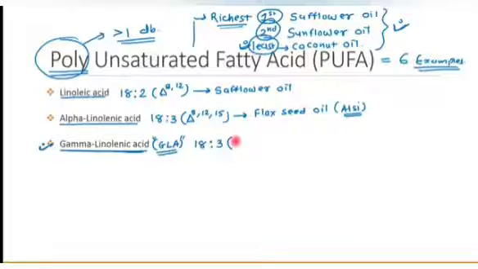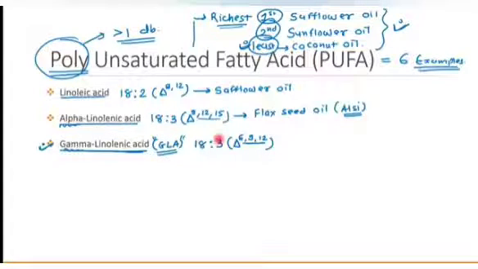So what are the locations of all these 3 double bonds? The first location is delta 6, then 9 and then 12. So here you can see there is a slight difference in the location of double bonds, and that's why it's alpha and gamma, the rest of the name is the same.